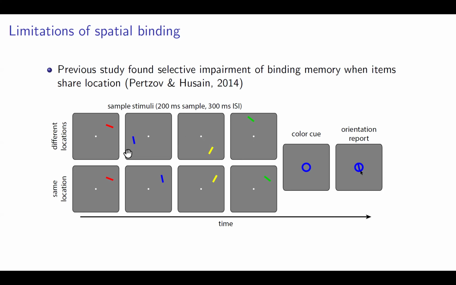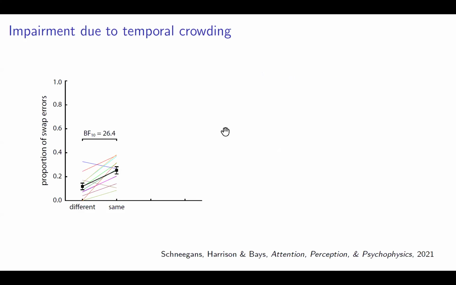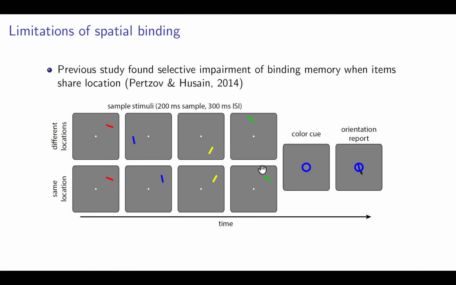in that items didn't appear at exactly the same location, but at very nearby locations, and there they didn't find any impairment in the performance. So there was no increase in swap errors. And one difference was that the items were presented a bit more slowly, with a bit more time in between. And so we repeated the task. Crowding is the word I was looking for. So temporal crowding or spatial crowding. In this task, we first reproduced the findings from the original study from Professor Hussein. And then we simply increased the presentation time to 500 milliseconds and the interstimulus interval to 500 milliseconds.